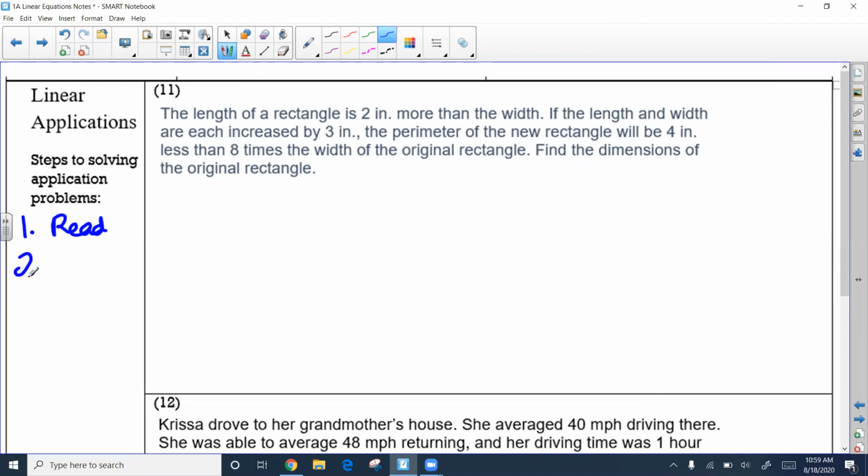Step two, this is important, and a lot of people sometimes gloss over this step as well. Step two is we want to identify the variables. So that means you decide what variables you're using, and you want to say what they're standing for. So step two, identify variables.